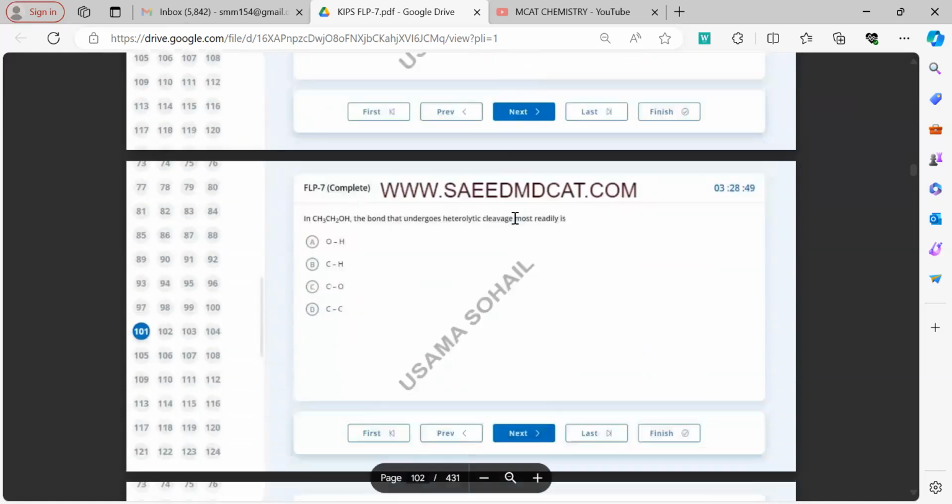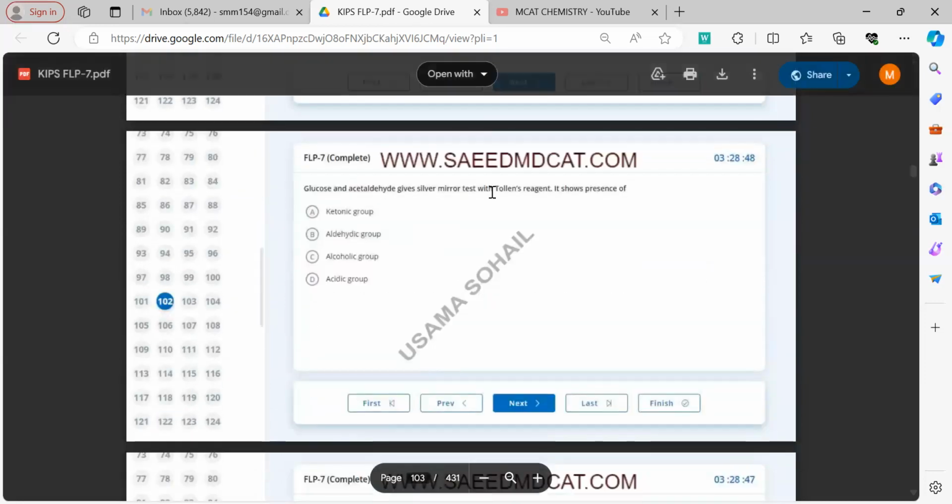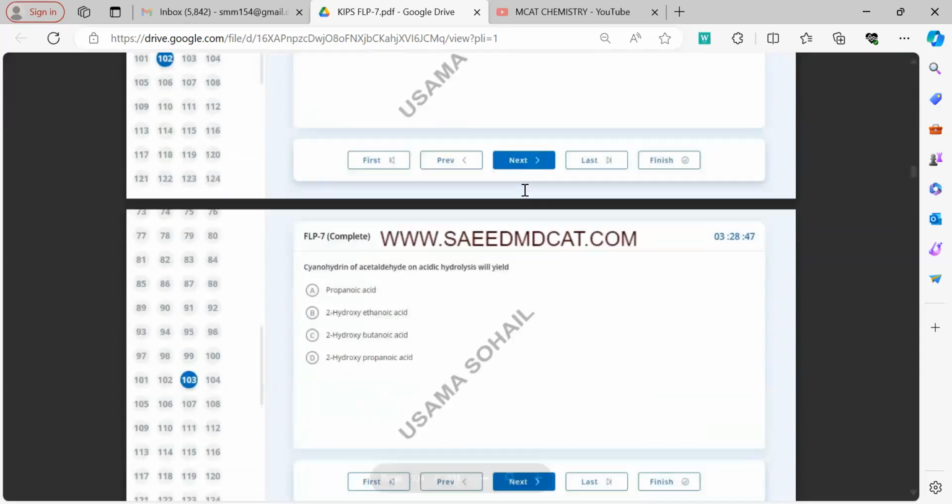A is the answer. Now, the bond that undergoes heterolytic cleavage most readily would be between the atoms which have the greatest difference in electronegativity between the two. So the correct answer will be A. Now, Tollens' reagent is used to detect aldehyde groups.